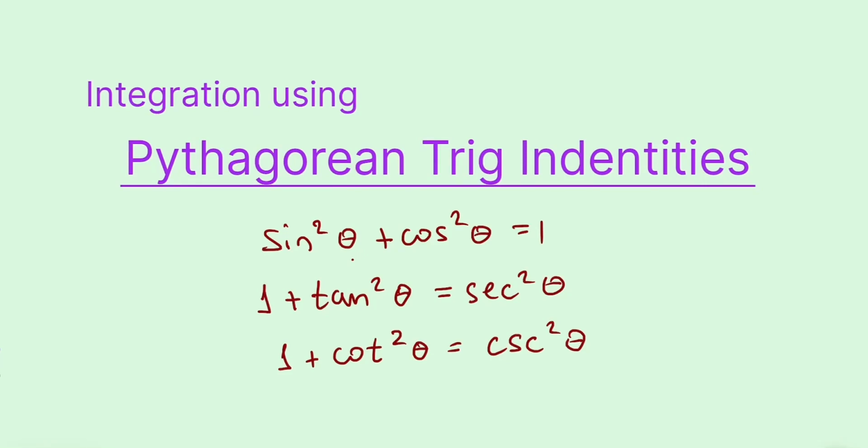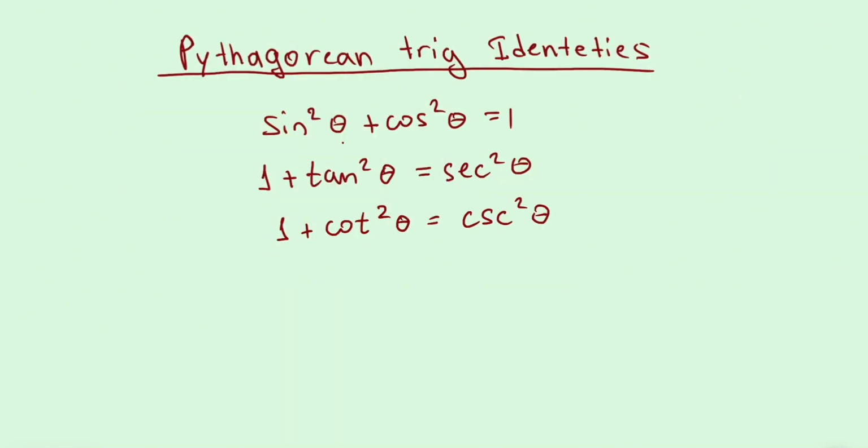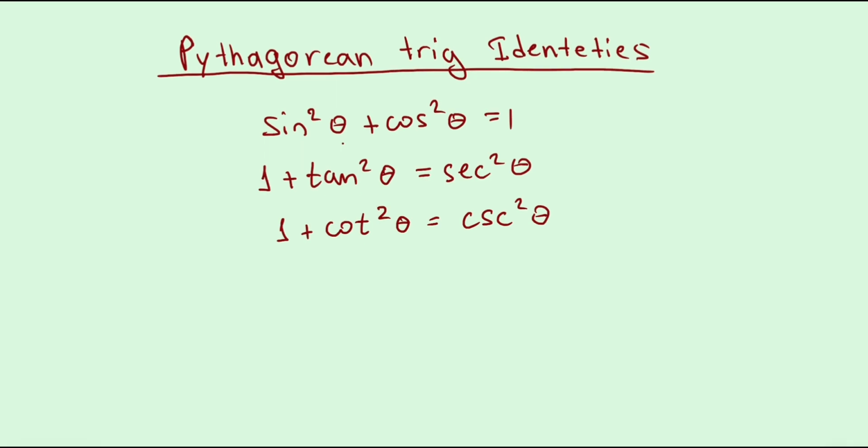In this video, we will be integrating some calculus problems using the Pythagorean trig identities. We use these in order to replace one of the trig functions with the other one, so that we will get an integral that is written in terms of one of the trig functions that we could easily integrate. Now let's do some examples.